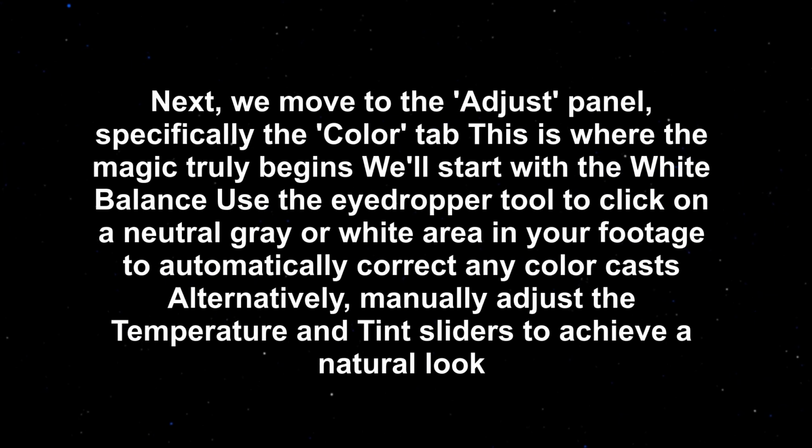Next, we move to the Adjust panel, specifically the Color tab. This is where the magic truly begins. We'll start with the white balance. Use the eyedropper tool to click on a neutral gray or white area in your footage to automatically correct any color casts. Alternatively, manually adjust the temperature and tint sliders to achieve a natural look.